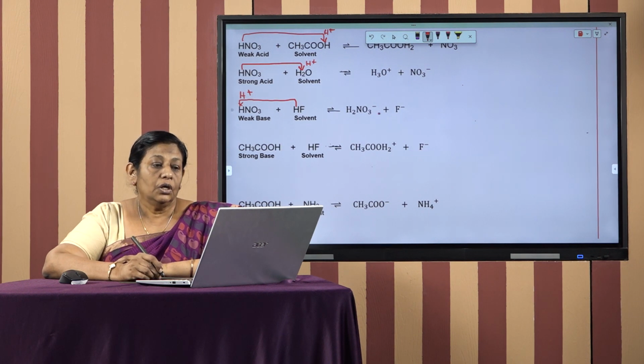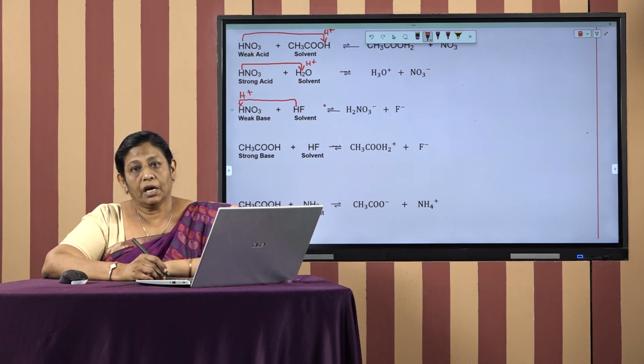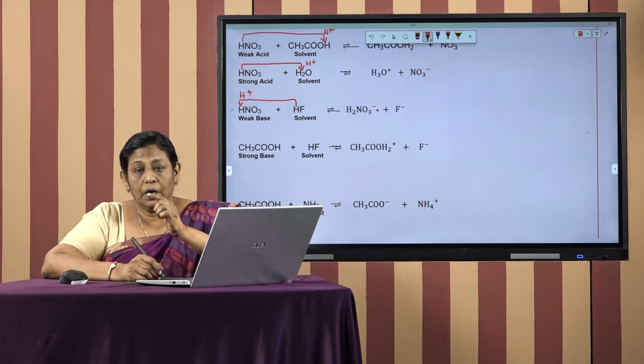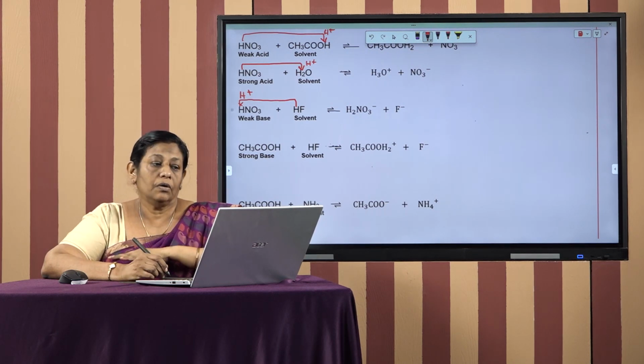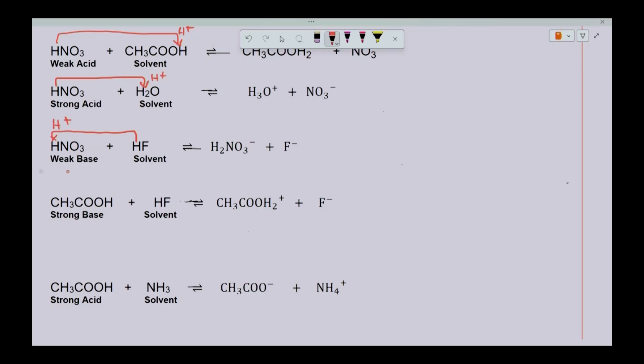Here you can see a longer arrow in the backward direction and a shorter arrow in the forward reaction. This means that H2NO3 plus, after accepting a proton, is very unstable. It readily gives out its proton and converts back into nitric acid. Since nitric acid is accepting a proton from HF, it is acting as a base, but it does not like to keep that proton. It easily dissociates, and therefore it is considered a weak base.